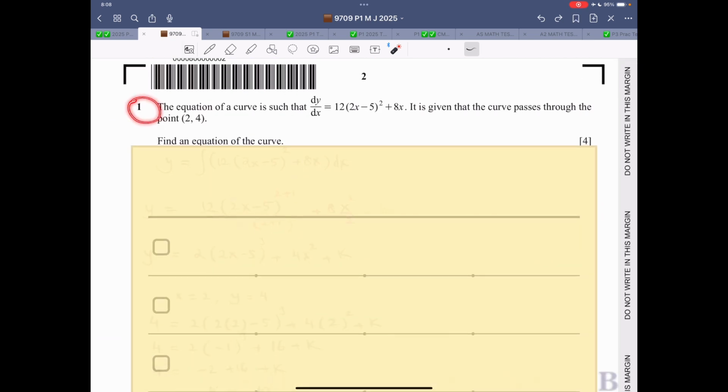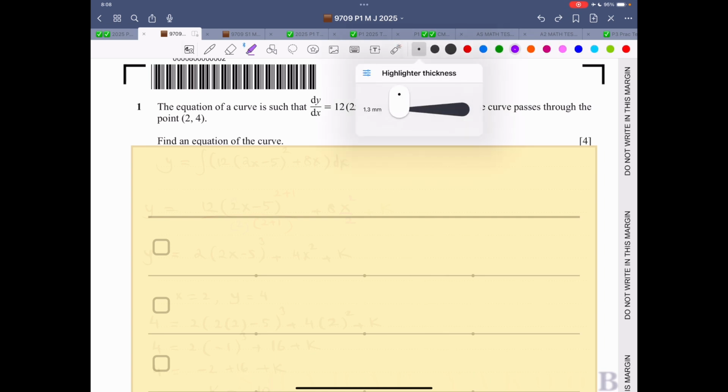It says the equation of a curve is such that the gradient function, the function that gives you the gradient, naturally it's called the gradient function, the dy by dx, that is given. It is given that the curve passes through the point. So let me just get my highlighter ready. The curve passes through the point 2, 4. Find the equation of the curve, and it's for 4 marks, a basic question.